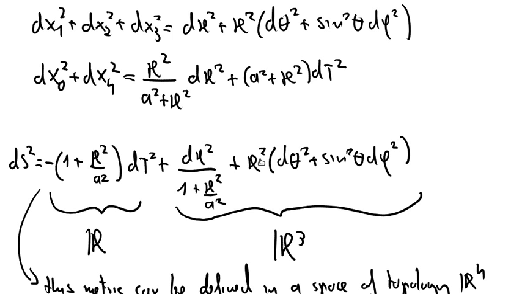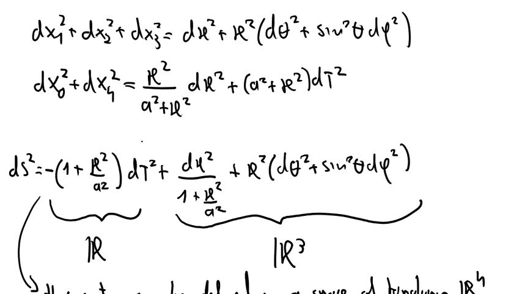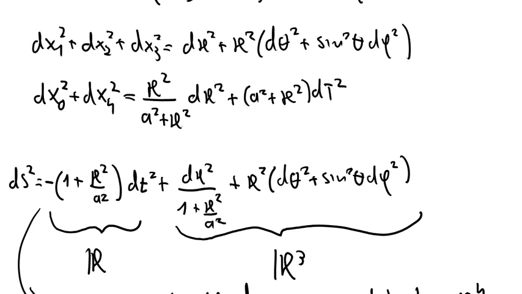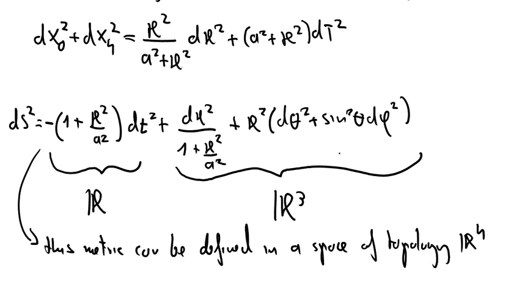I just noticed there's a typo here, because this capital T is not capital T, it is small t, where small t is related to capital T by means of a rescaling. So in addition to these coordinate changes, one has to do a rescaling of capital T. So one introduces small t by means of this relation, okay? Sorry about this mistake.